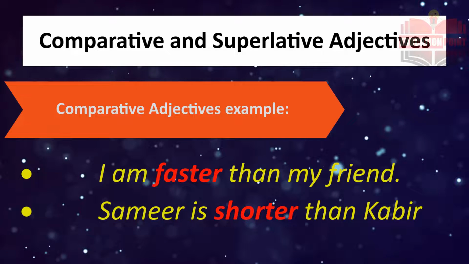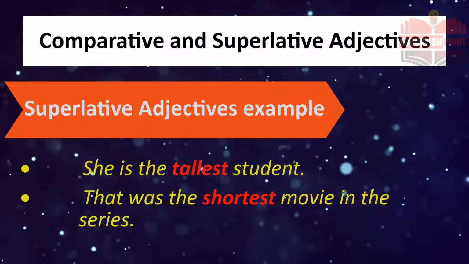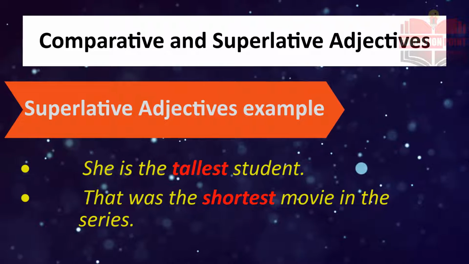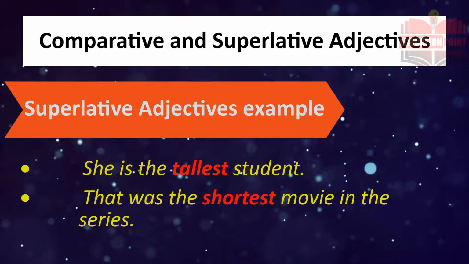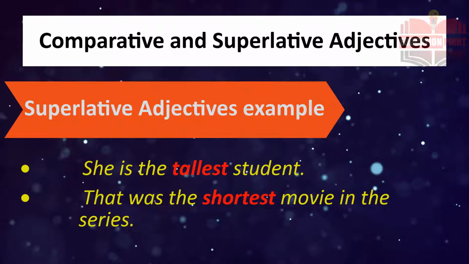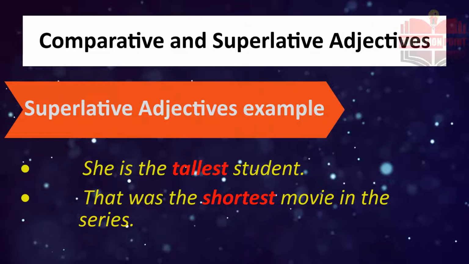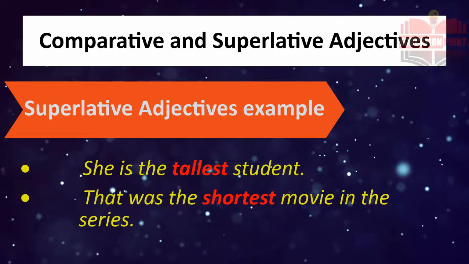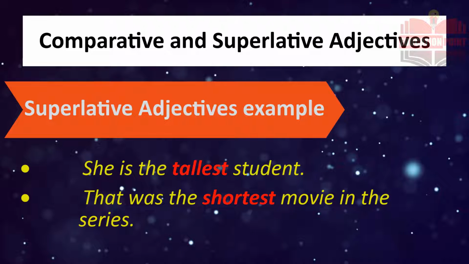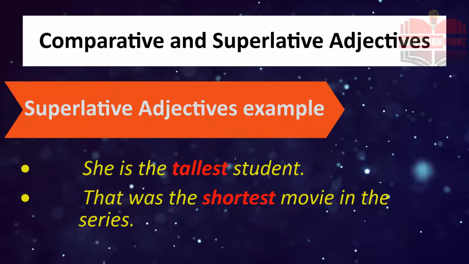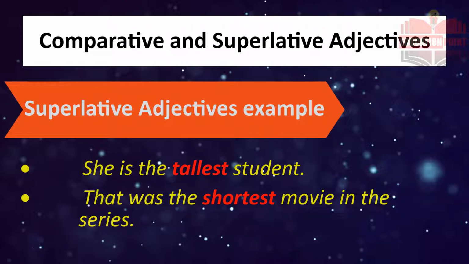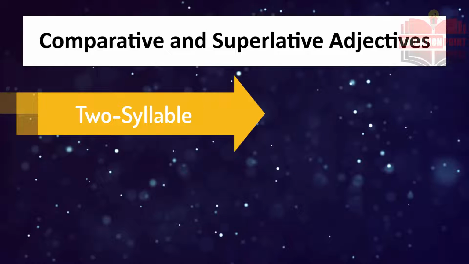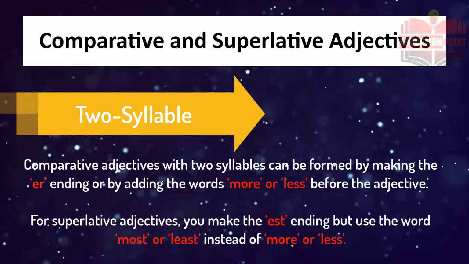Now let's have a look at superlative adjectives. She is the tallest student, which means here we are comparing that one girl with all the other students in the class and saying that she is the tallest among all. That was the shortest movie in the series. Again, we are using an EST after the adjective to show that this is a superlative adjective where we are comparing to its degree. Moving on to two-syllable words.